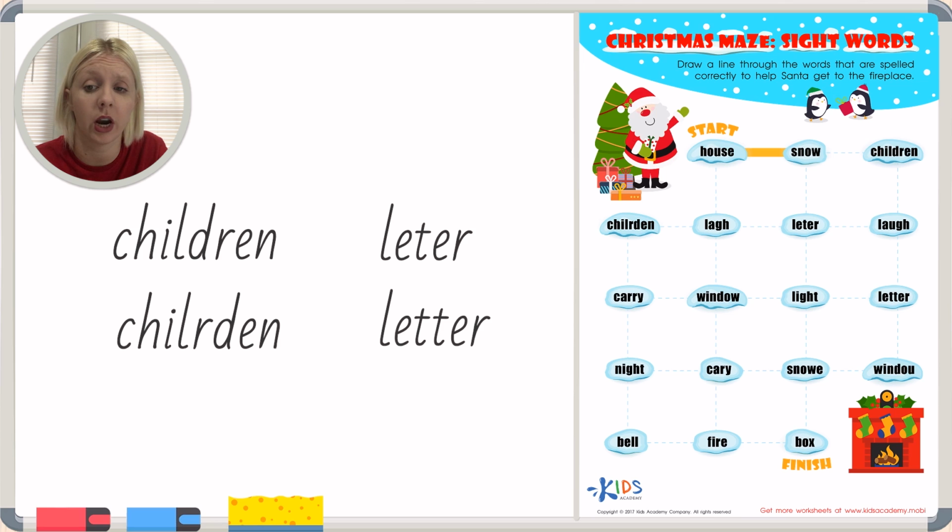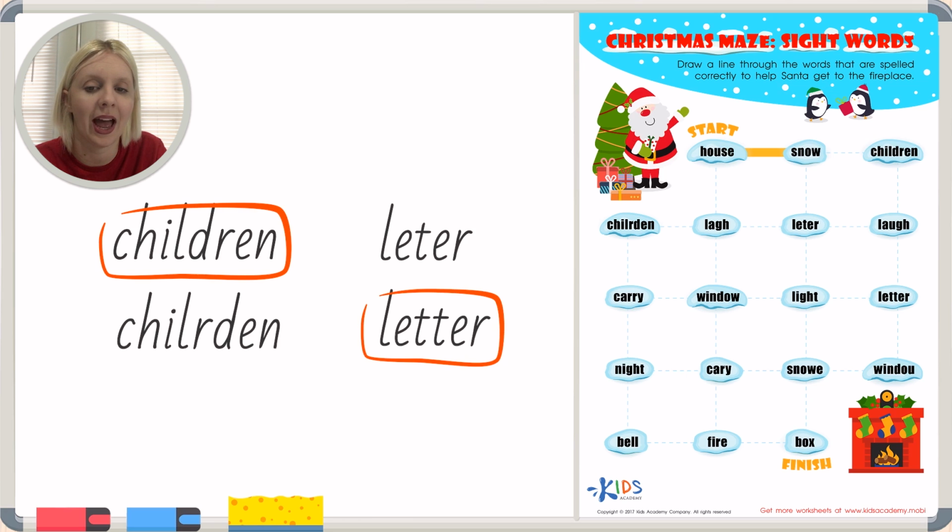So let's look at children and sound it out. Children, children, or children, children. Well, which one sounds correct? This one sounds correct, and in this case, this is the correct way of spelling children. C-H-I-L-D-R-E-N, okay? And then over here, we've got letter, and both of them, letter and letter, sound the same. So which one is the correct way? We just have to memorize it. It's actually this way, L-E-T-T-E-R. Those two T's work together to make the T sound.